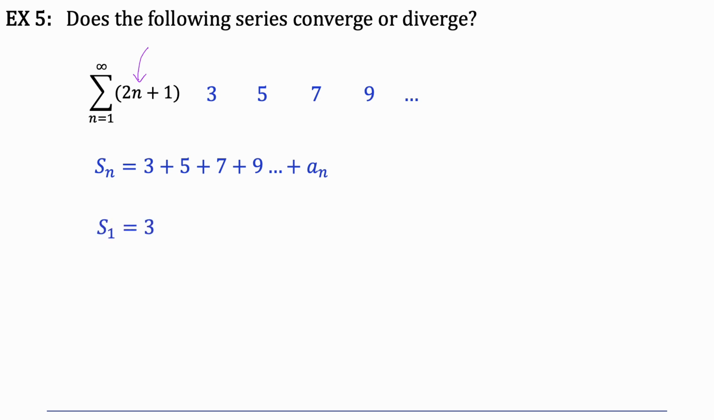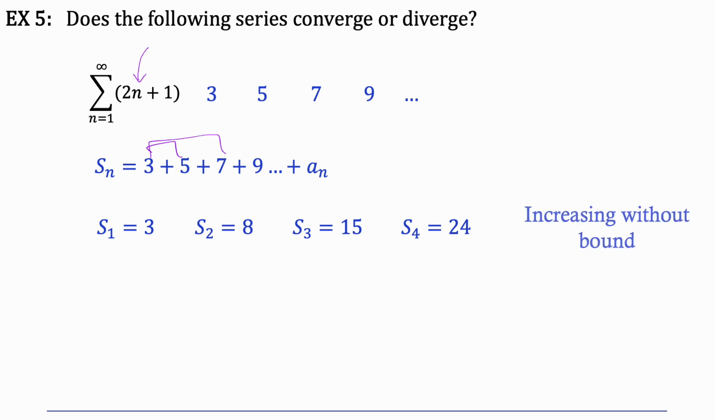The first partial sum is 3. The second partial sum is 3 plus 5. The third partial sum is 3 plus 5 plus 7. The fourth partial sum is 24, and this thing is just going to grow and grow and grow. So we'd say the limit as n approaches infinity of s sub n, those are the partial sums, as we continue on this journey of partial sums, it's just going to infinity. So this is a divergent series.